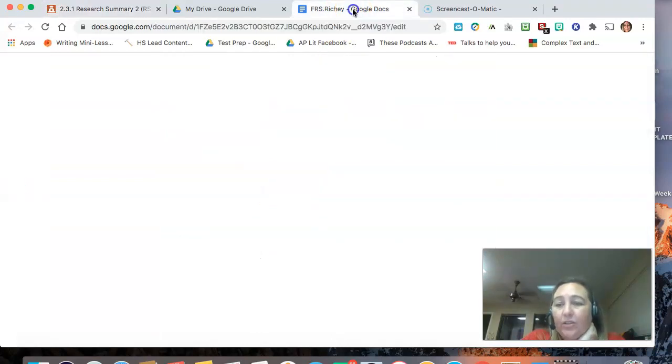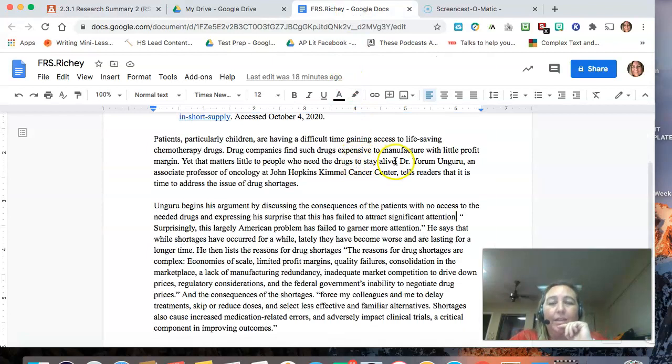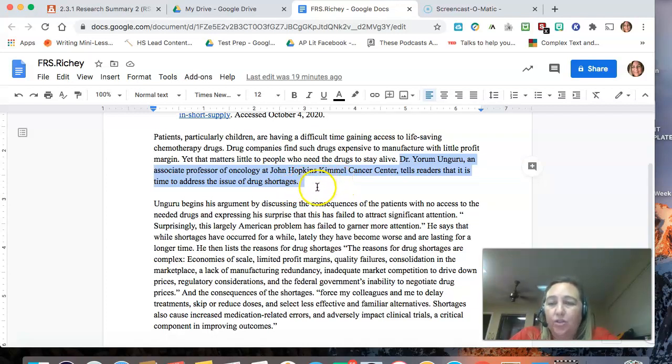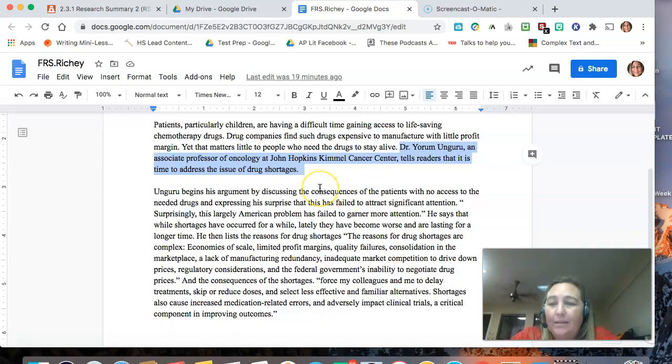So let's look at what I've written so far. I've introduced my speaker up at the very top in the first paragraph. He's Dr. Yoram Unguru, an associate professor of oncology at Johns Hopkins Kimmel Cancer Center. And he tells readers that it's time to address the issue of drug shortages. So he's a doctor and he's a professor.